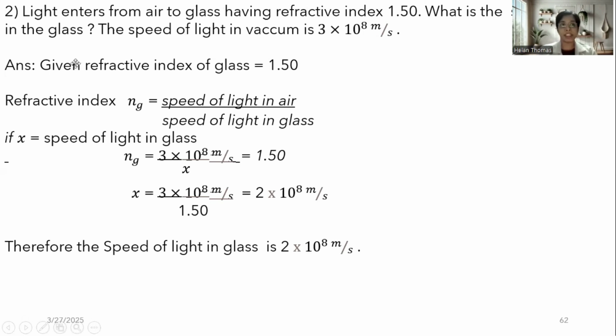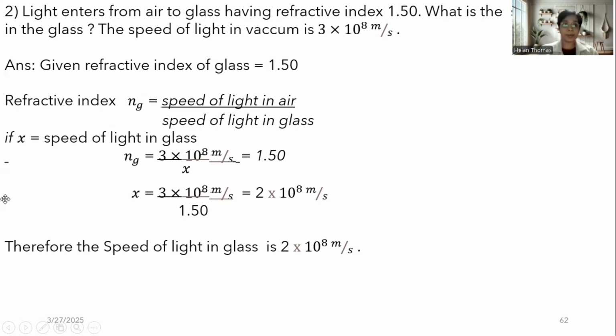So what is given in the question, you will have to write. Then you will have to write the equation, how you are going to approach this question. And then you should have the concluding statement mentioning the final answer that you have got by solving the equation. So given is the refractive index of glass is 1.50. And now you have to tell the examiner that I know what the refractive index of glass is. So what is the refractive index of glass? It is the speed of light in glass with respect to the speed of light in air.